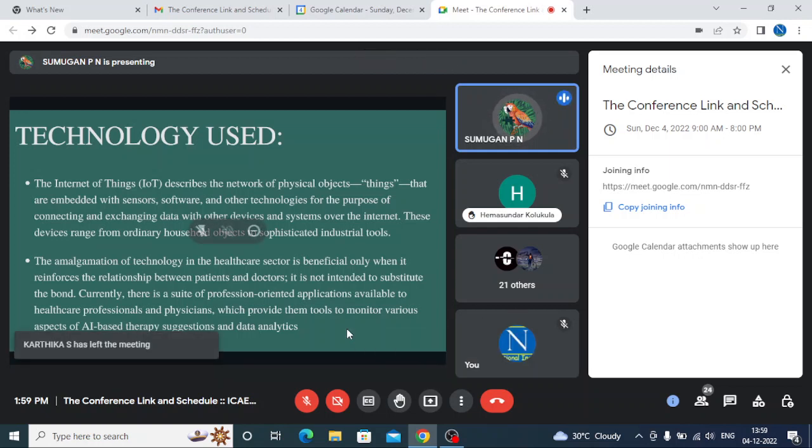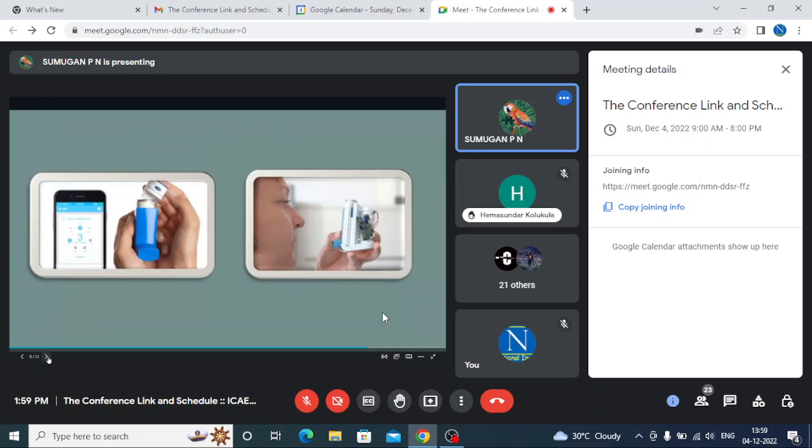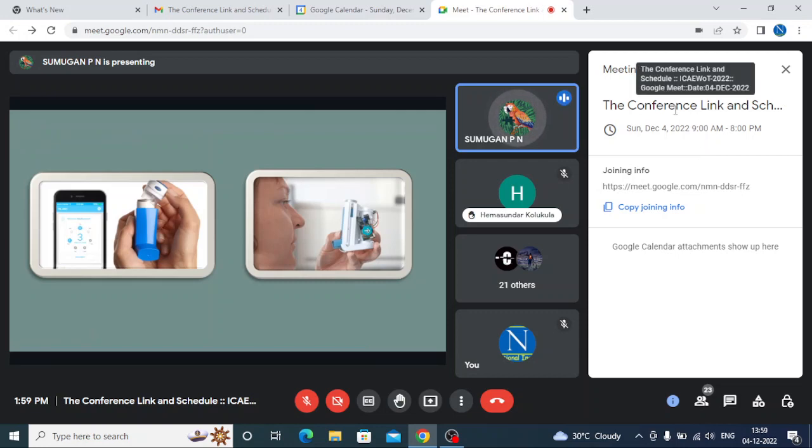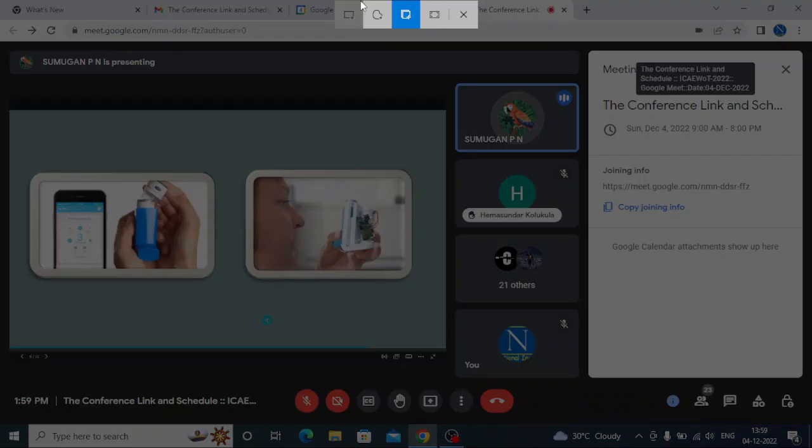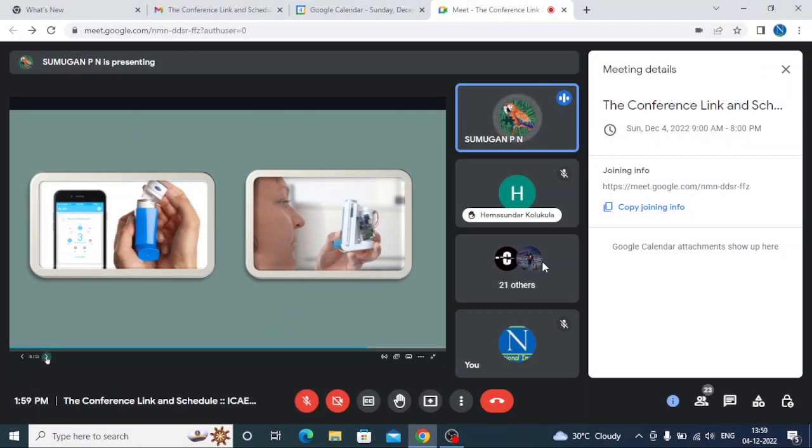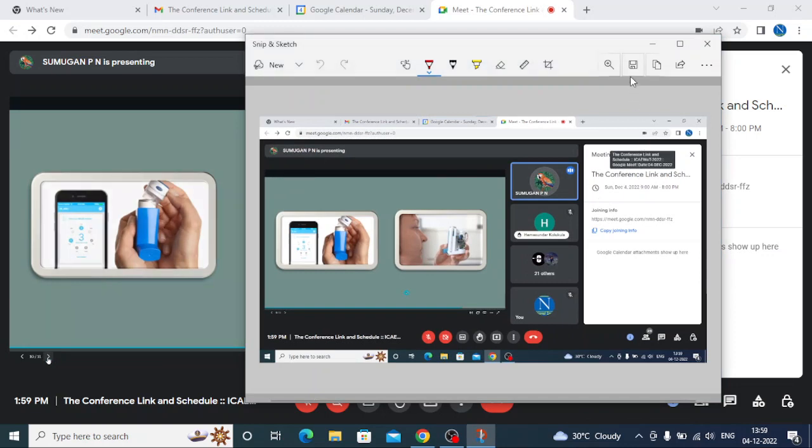Currently, there is a suite of profession-oriented applications available to healthcare professionals and physicians, which provide them tools to monitor various aspects of AI-based therapy suggestions and data analytics. So this is a smart inhaler. A smart inhaler has a GPS module and the sensors that I have mentioned below, and it is connected to Arduino, that is, the PIC microcontroller, and in turn it is connected to mobile phones through the cloud platform.